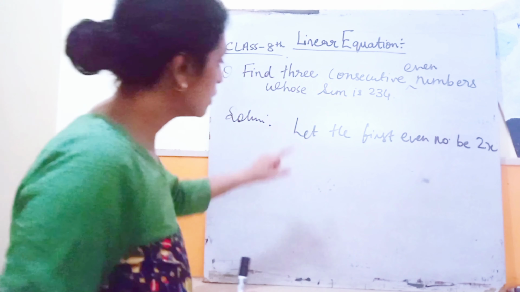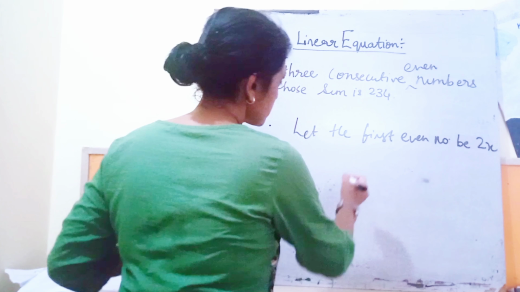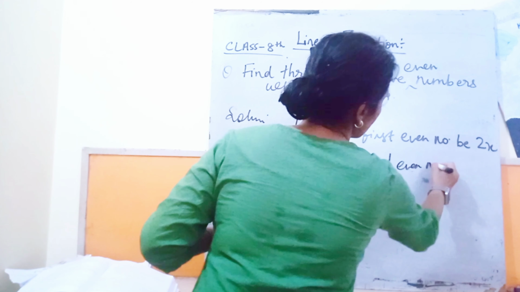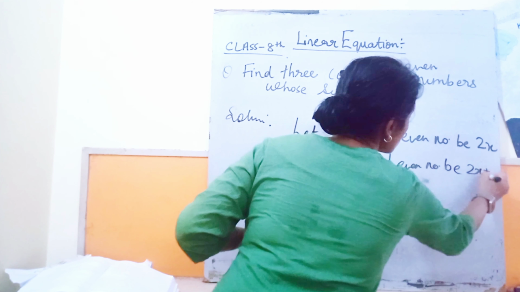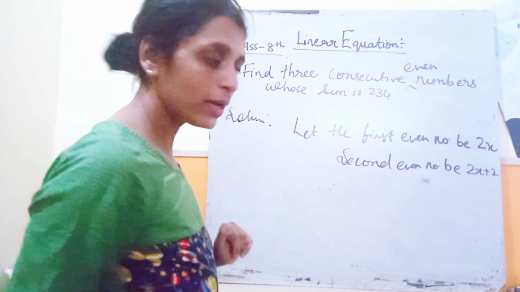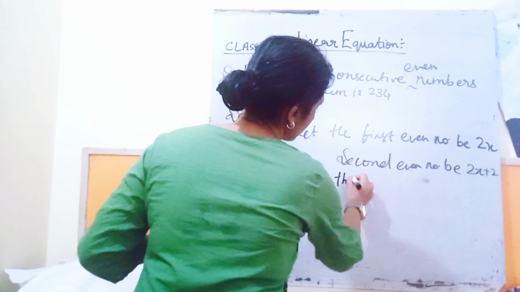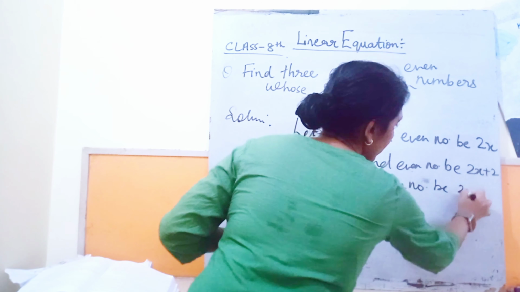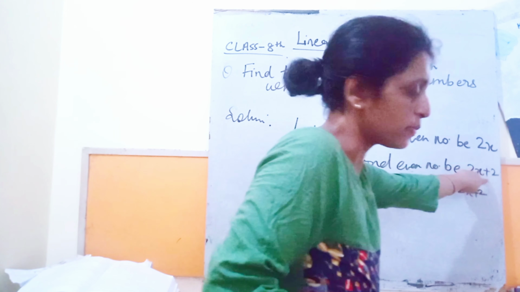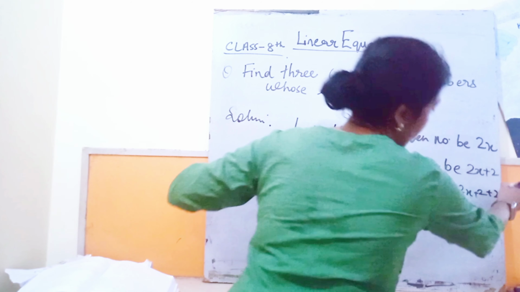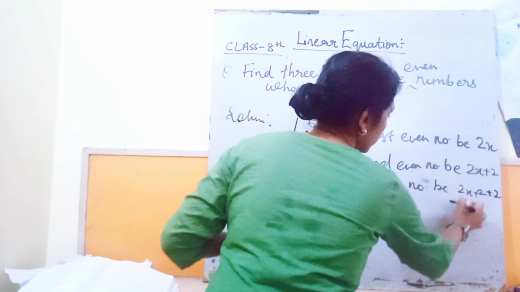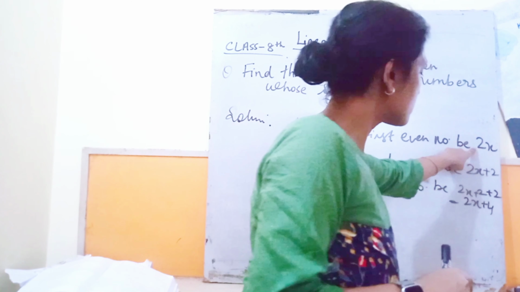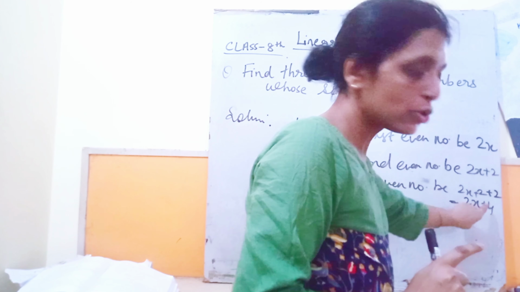So the first even number is 2x. And the second even number will be 2x plus 2. You have to add 2 here. Then the third even number will be 2x plus 2, है ना, इसमें 2 already added, plus 2. We have to add 2 more. So it will be 2x plus 4. So the consecutive even numbers are 2x, 2x plus 2 and 2x plus 4.